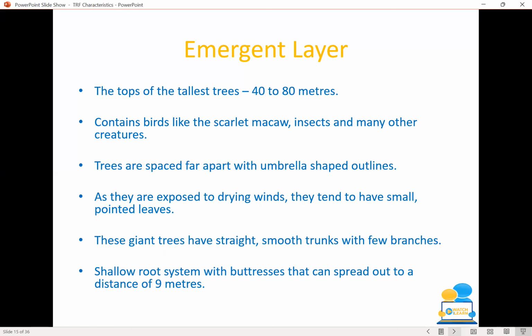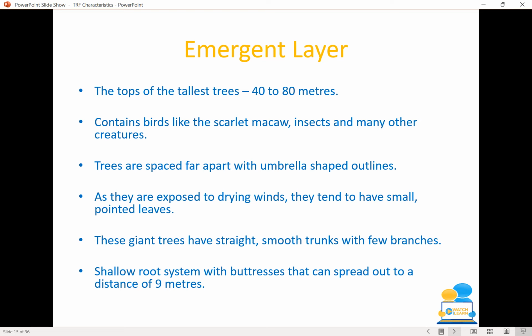Once we move up to the very top then of the rainforest, we're up 40 to 80 meters. So again, we're up a huge height at this particular stage. Okay, so the tops of the tallest trees are 40 to 80 meters high. And these again contain birds like the scarlet macaw, insects, and also many other creatures. Trees are spaced far apart so that they're not competing with each other. This is the big thing, that the trees are actually spaced apart so that they're not competing for the same nutrients and sunlight. It gives them a chance to basically grow.